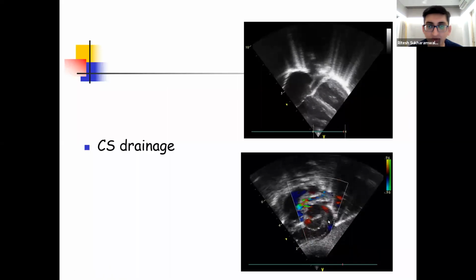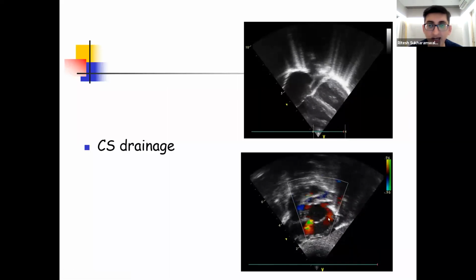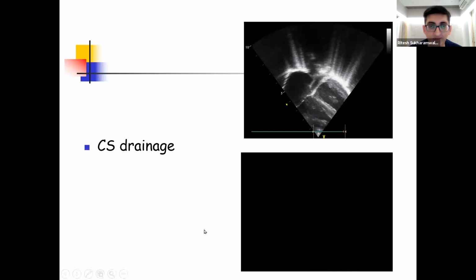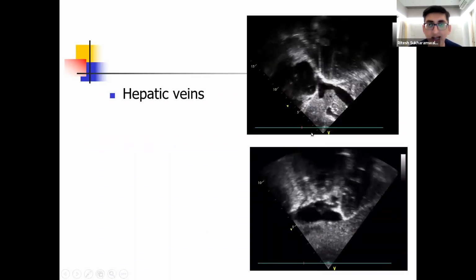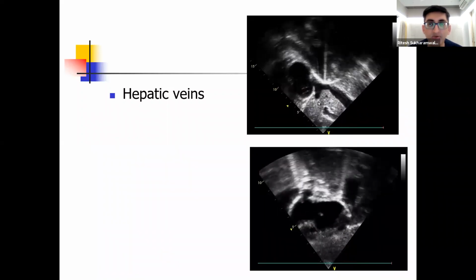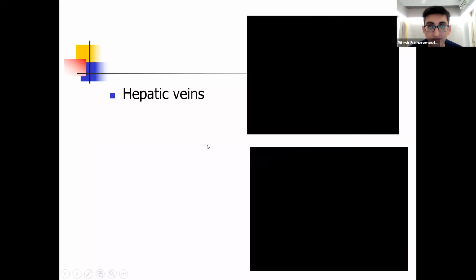In this particular view, the coronary sinus is dilated because the left superior vena cava also opens into it. And lastly, the hepatic vein. The hepatic vein will always open into the right atrium. So hence, the morphological right atrium is defined by the presence of the Eustachian valve, the limbus of the fossa ovalis, the IVC drainage, the coronary sinus drainage, and the hepatic veins drainage.